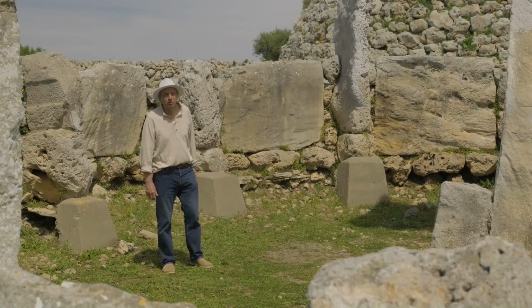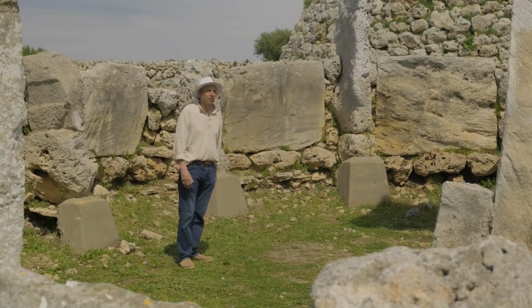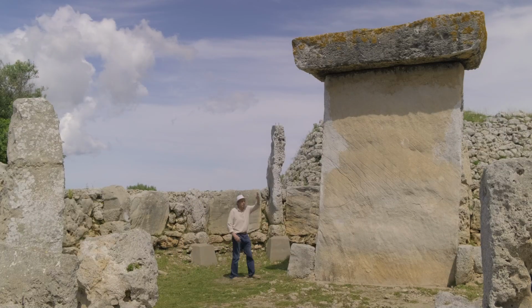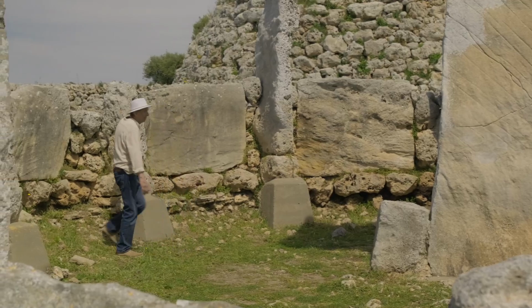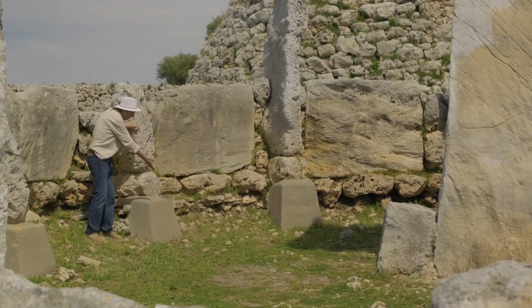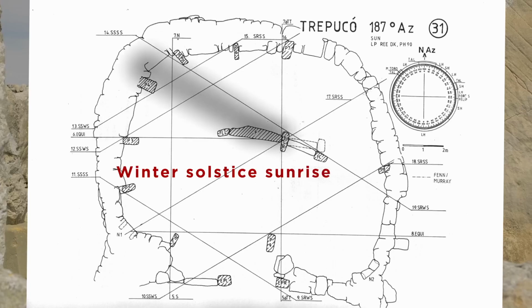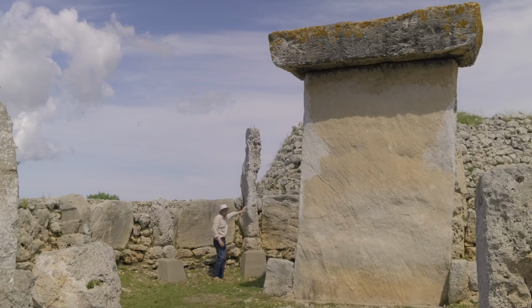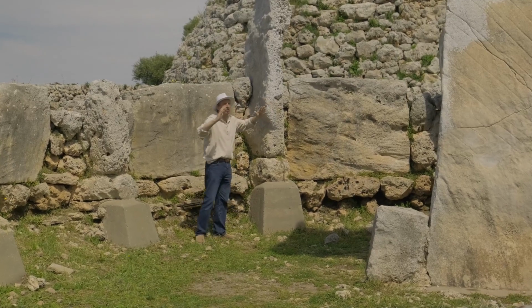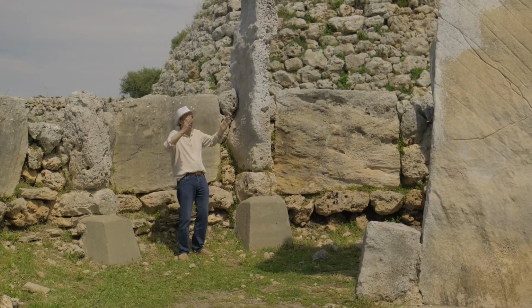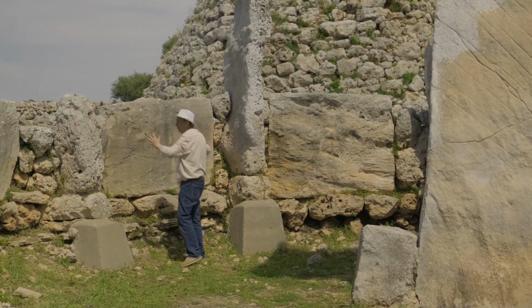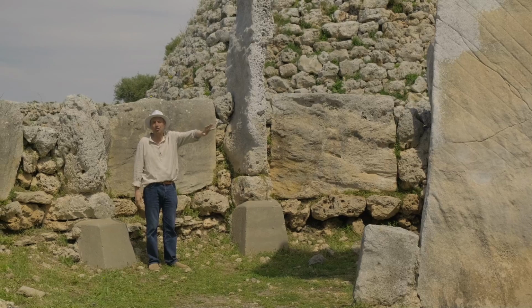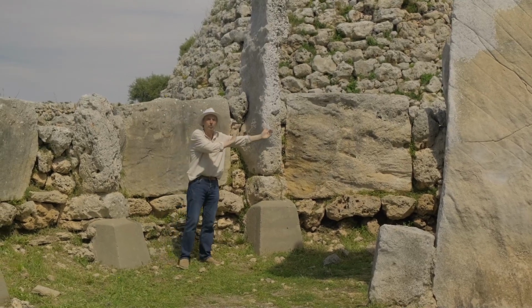So coming back to the winter solstice sunrise here at Trepuco, we'll see that as the sun rises over here on the shortest day of the year, the shadow of this side of the taula will hit this stone here. So the shadow will come along here and hit this side, and the shadow of the other side of the stone will hit this stone. So at winter solstice, as the sun rises, the whole of this area will be in the shadow of the taula. And then as the sun rises, the shadow will move.